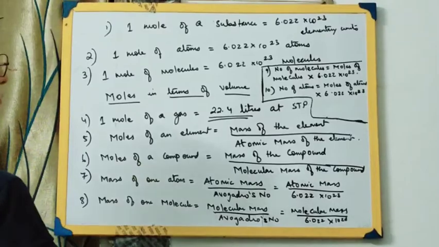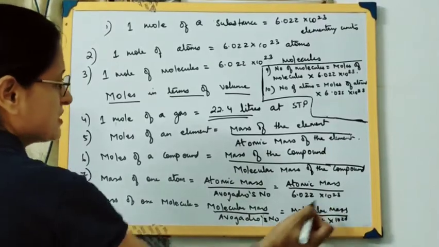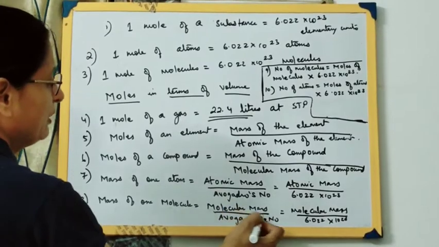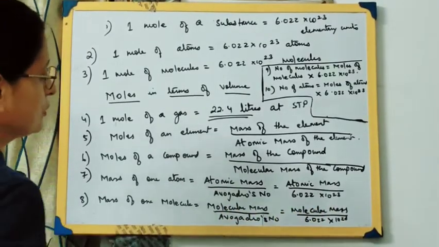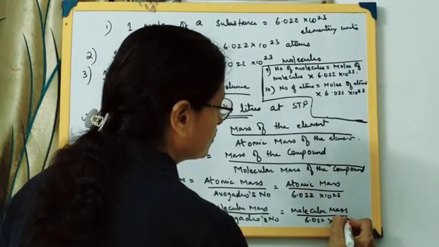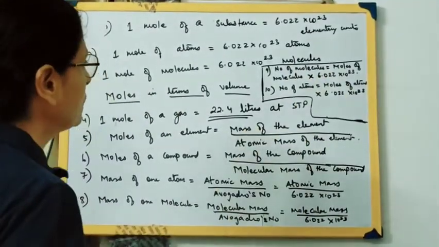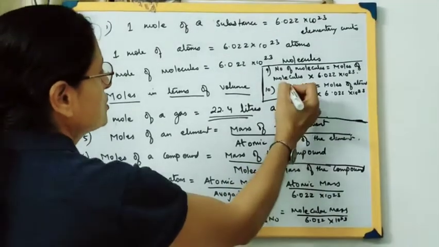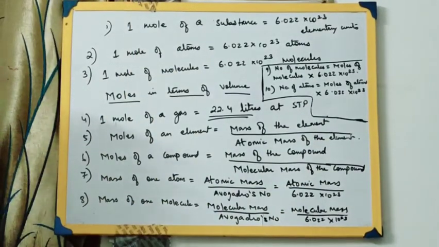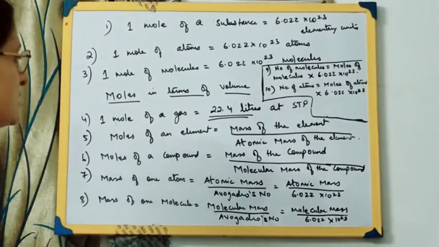Then mass of one atom is equal to atomic mass upon Avogadro's number, that is 6.022 into 10 to the power 23. Mass of one molecule is equal to molecular mass upon Avogadro's number, that is molecular mass upon 6.022 into 10 to the power 23. So these are very important formulas. Now two more are over here, that is number of molecules is equal to moles of molecules into Avogadro's number. Number of atoms is equal to moles of the atoms into Avogadro's number. See that you copy down all these formulas and you learn them by heart. I am waiting for just half a second, or you can pause it and copy down these formulas, everyone.